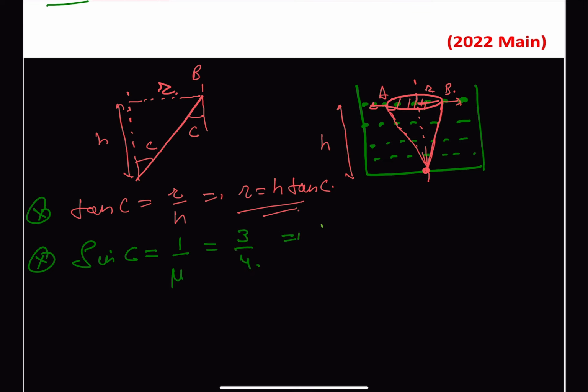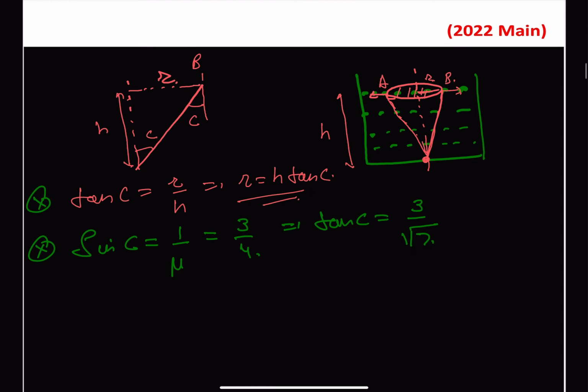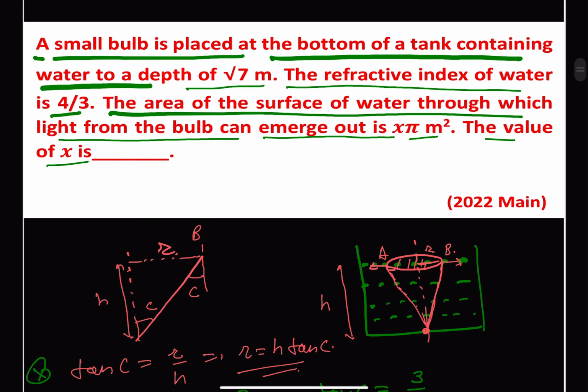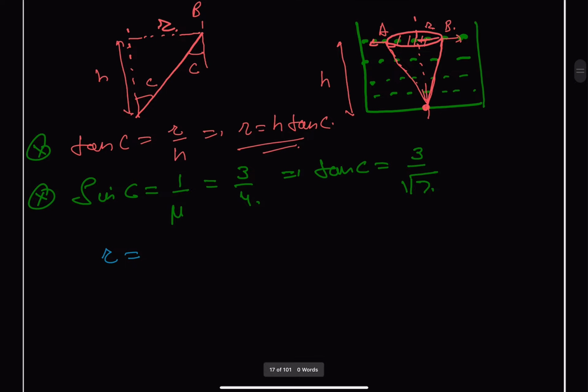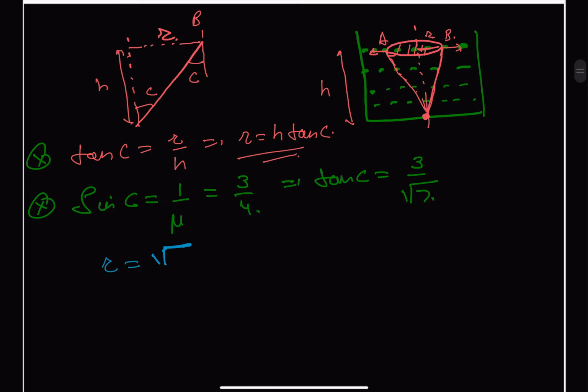So from here we can say our tangent of C will be equal to 3 upon square root of 7. So now we can easily substitute the value and we get that our height h is given to us as square root of 7. So this comes as square root of 7 multiplied by 3 upon square root of 7. Here square root of 7 cancels out, and the radius is equal to 3.